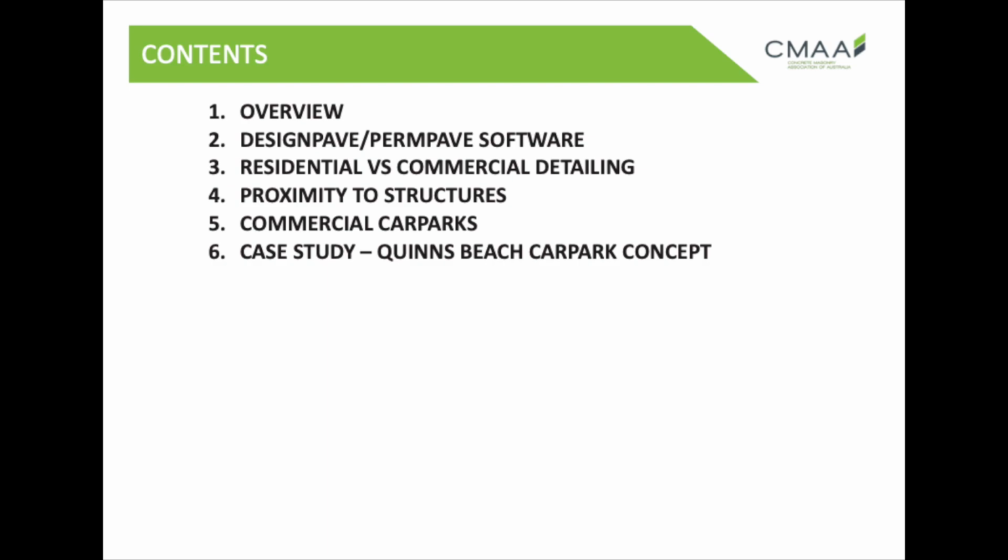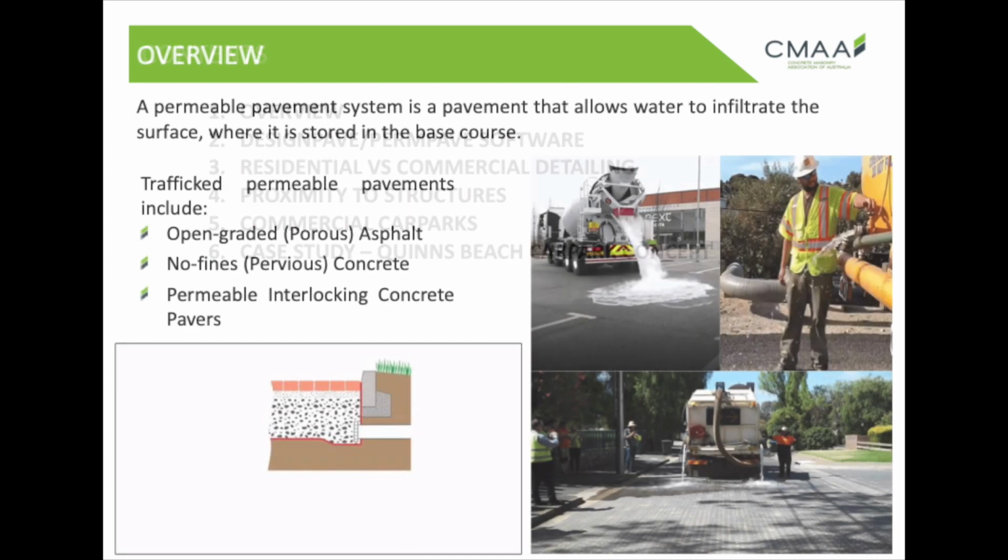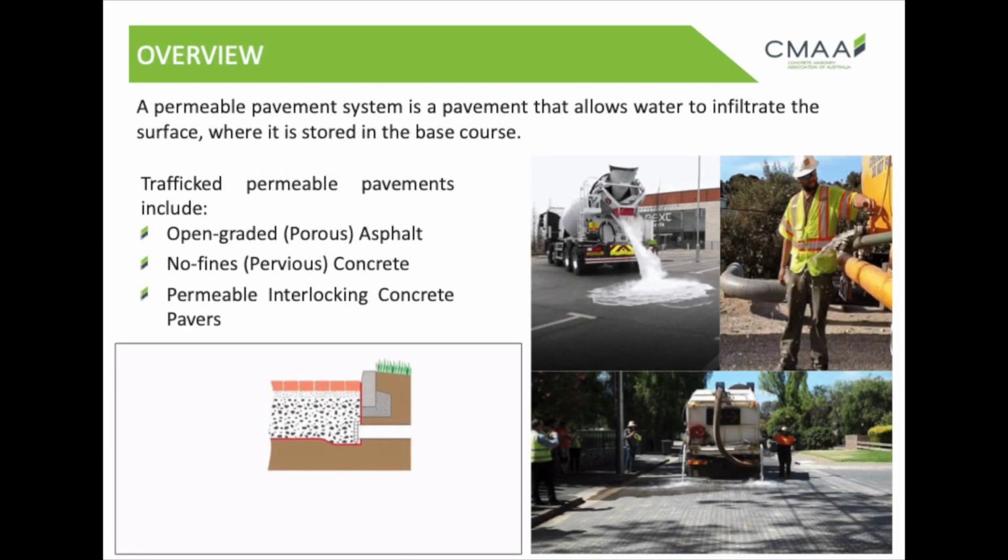And just a bit of a content overview of what I'm going to be talking about today. So just an overview of what a permeable pavement is. For those of you who still don't know, a permeable pavement is pretty much a big drain that collects all of your water from your surface, puts it into your base course, and either contains it or slowly releases it into the subgrade or through a pipe.